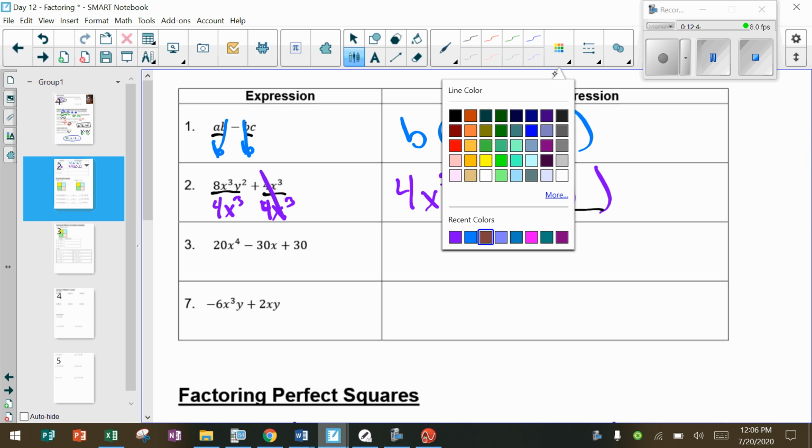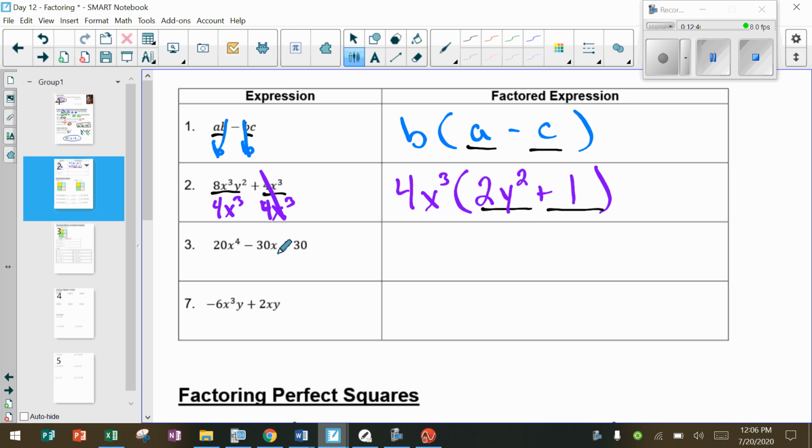Next example. 20, 30, 30 will have a GCF of 10. And the last 30 does not have an x with it, so 10 is our only common factor. The original expression had 3 parts to it, 3 terms, which means inside my parentheses I will also have 3 terms. I'm dividing each of these by the GCF of 10. So I'm left with 2x to the 4th minus 3x plus 3.